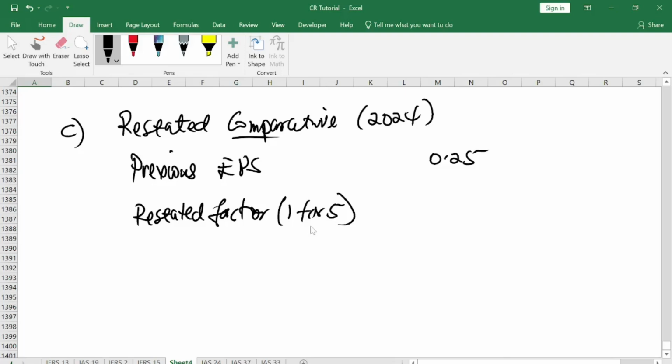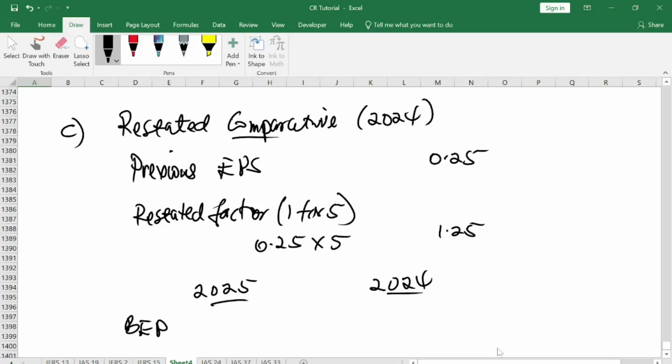So for that reason, this is how it's going to happen. We're going to take 0.25 multiplied by 5. That gives you 1.25. Alright, so now you can have your 2025 and 2024 basic earning per share. 2024 is now 1.25, and then 2025 is how much? 2.6.